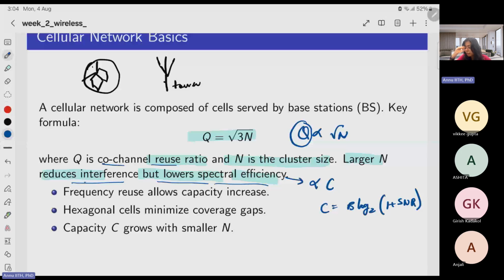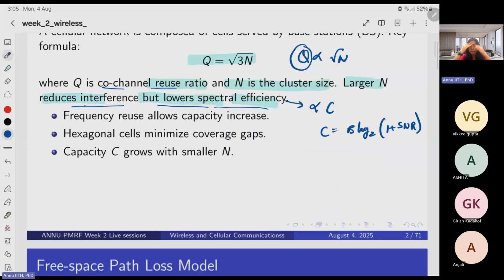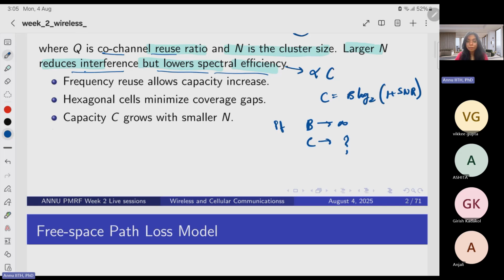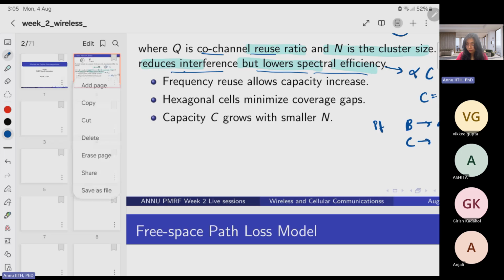Now, a basic question arises from this formula. Even in interviews, people ask about this. Suppose B tends to infinity. What will C tend to? Ideally it should be infinity, right? Because C is directly proportional to B, so if B tends to infinity, C also tends to infinity. But no, this is not the case. Why?